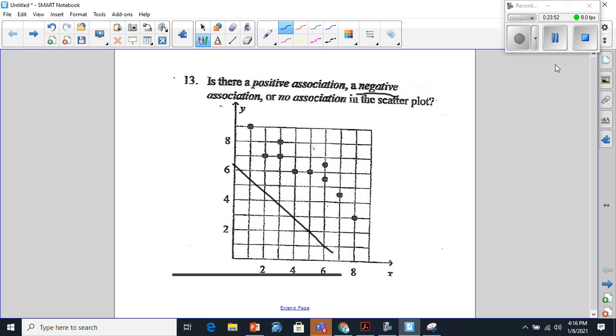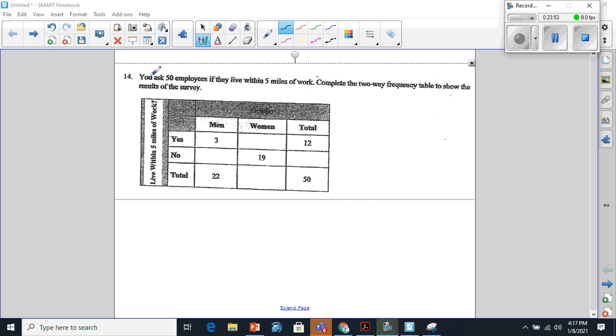All right, let's see about number 14. Number 14, it says you ask 50 employees if they live within 5 miles of work. Complete the two-way frequency table to show the results of the survey. Well, if I was going to use this, I'd have to go ahead and use a little common sense. I know if the total is 12 and there were 3 men, well, I would take 12 minus 3, and that's got to leave me 9, because I know 9 plus 3 equals 12.